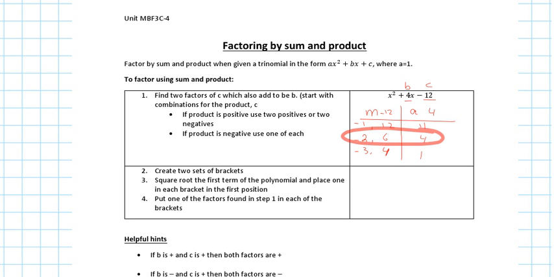Okay? Once I find my 2 factors, then it's easy. The process is just simply writing 2 brackets. First term, in the first spot you put the x, and then in the second spot you're going to put your 2 factors. So it's going to be negative 2 plus 6. Doesn't matter which one goes first, as long as you stick with the sign.